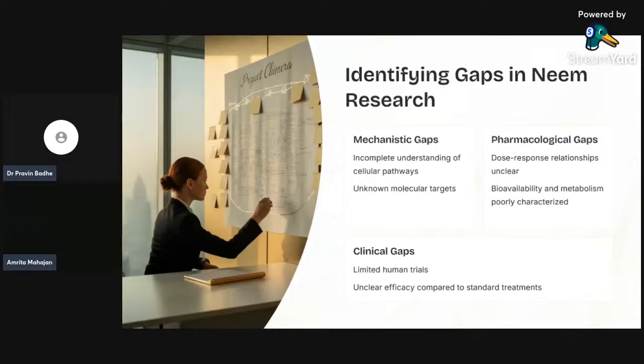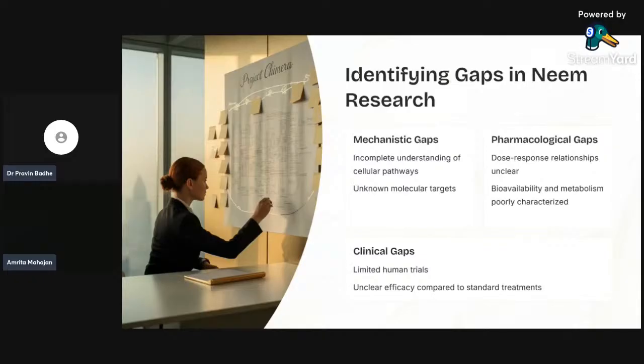So the next is identifying gaps in research. It might be mechanistic gaps as well. The first is incomplete understanding of cellular pathways. There are many unknown molecular targets that have not yet been researched. Next come the pharmacological gaps.